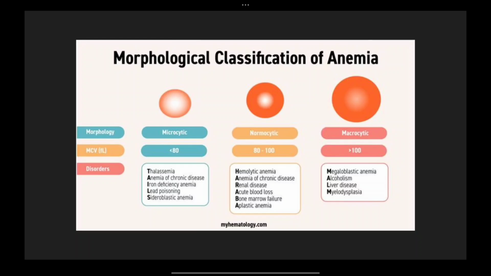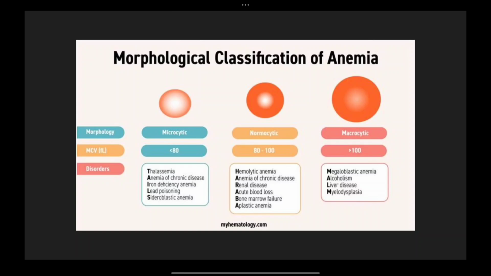poisoning, sideroblastic anemia. So all these types of anemias you'll be learning in pathology, so don't worry, we'll be learning in detail about them in pathology as well. Hemolytic anemia, anemia of chronic diseases, renal disease, acute blood loss, bone marrow failure, aplastic anemia. So all these can be the causes for normocytic anemia.